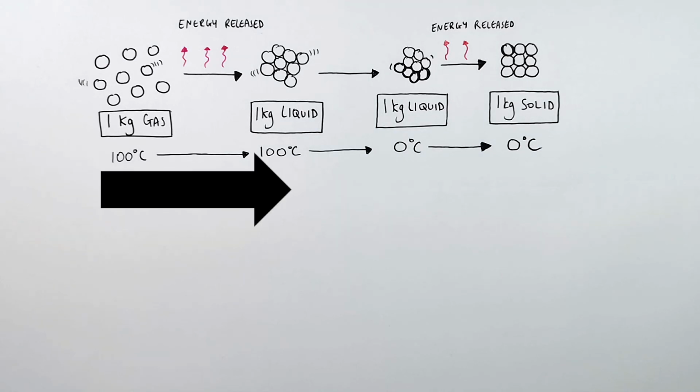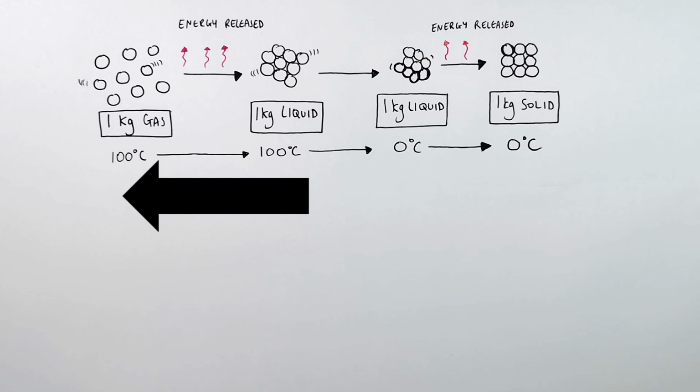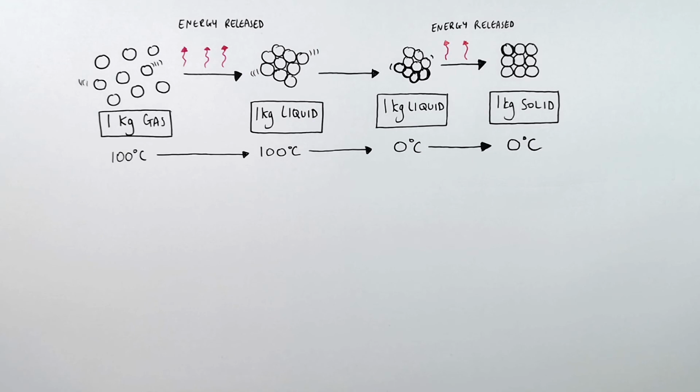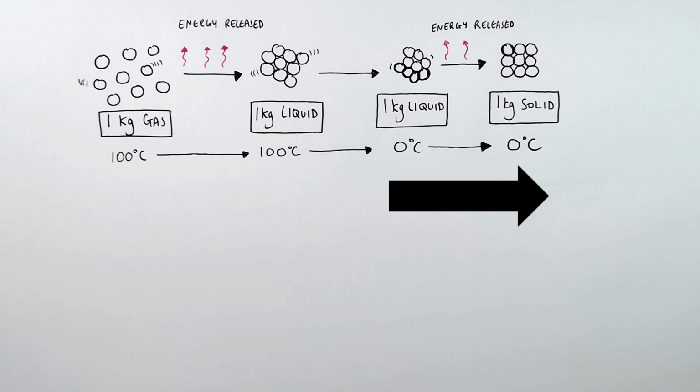And this represents the specific latent heat of vaporization to change 1 kilogram of liquid into 1 kilogram of gas during evaporation, or to change 1 kilogram of gas to 1 kilogram of a liquid during condensation. The specific latent heat of fusion is the changing of state during melting and freezing without changing temperature.